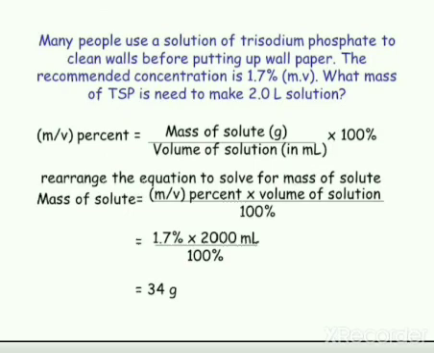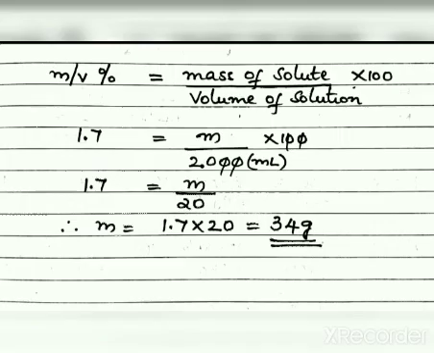What you have to calculate is the mass of trisodium phosphate, or here in this question you have to calculate the mass of the solute. Mass by volume percentage is equal to mass of the solute by volume of the solution into 100. That is 1.7 is equal to mass by 2000 into 100, or we get 1.7 is equal to m by 20, or mass is equal to 1.7 into 20, which is equal to 34 gram.